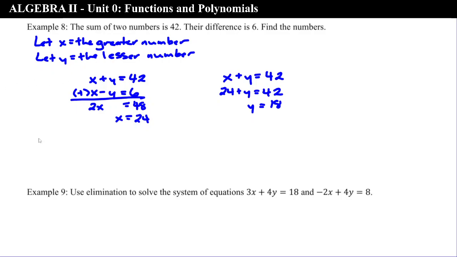So, since this is a word problem, it makes sense that we give a word answer to give context to that answer. So, it doesn't have to be anything fancy. It can be something just as simple as saying that the numbers are 24 and 18. And if you want to say the numbers are 18 and 24, that's perfectly fine. It doesn't say which one you need to say first.